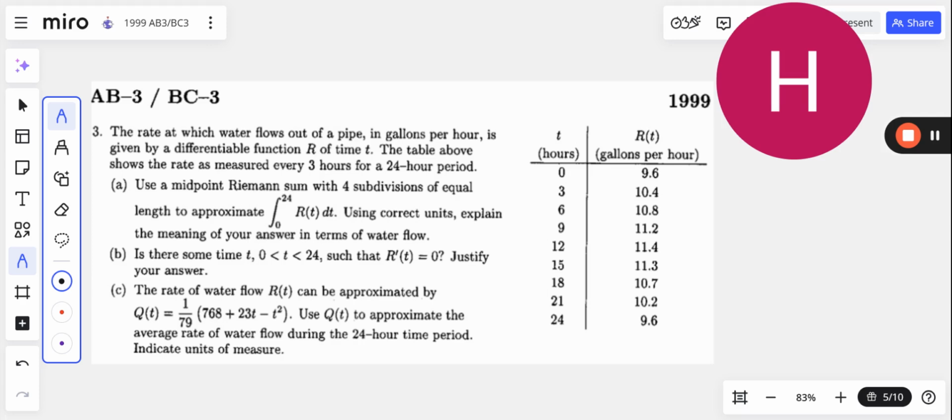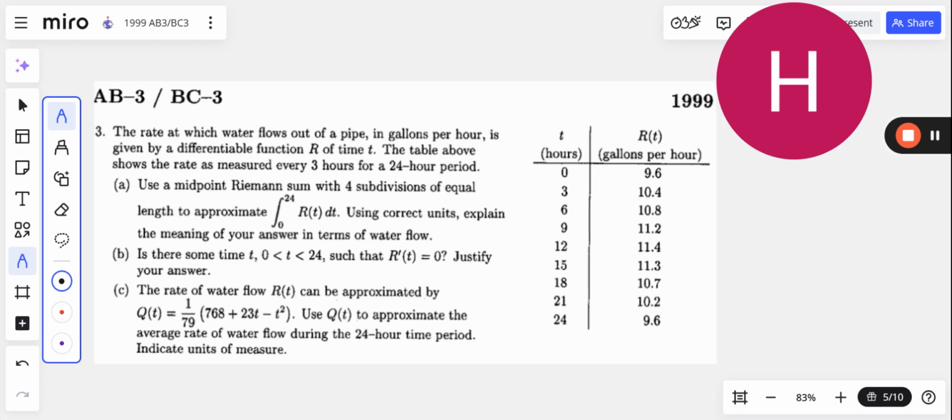I believe this may be a calculator problem, but I'm going to do it without a calculator. I don't think it's a calculator problem, but it might be. Part C is a little bit tougher if you don't use a calculator. So when you're ready, you can come back and join us, because we're about to get started.